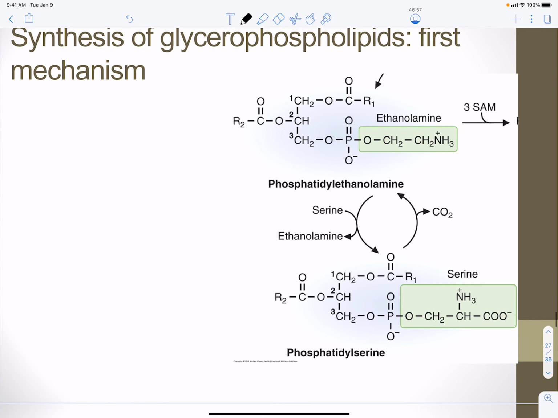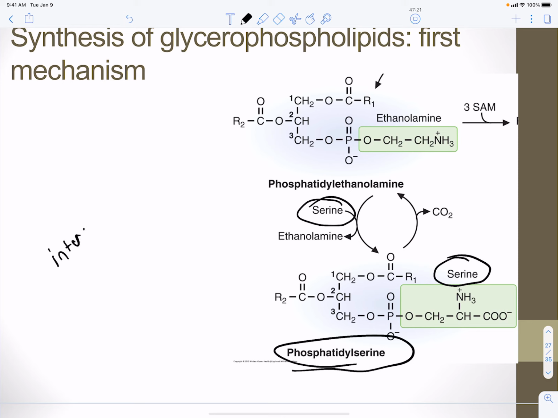Okay, so something else can happen with ethylamine as well. We have an interconversion not only between ethylamine to choline, you have an interconversion of ethylamine to serine. So your phosphatidylethylamine, your ethylamine can be swapped out by a serine, and you get a phosphatidylserine. So these are interconversions. So your phosphatidic acid goes to phosphatidylethylamine.